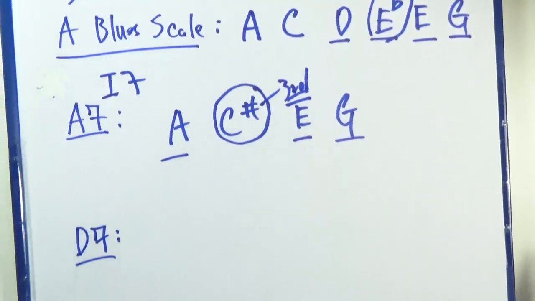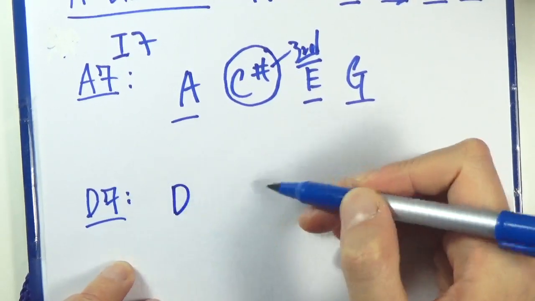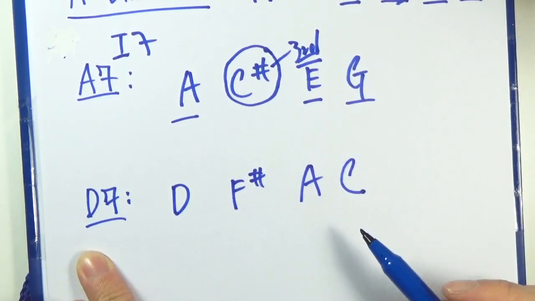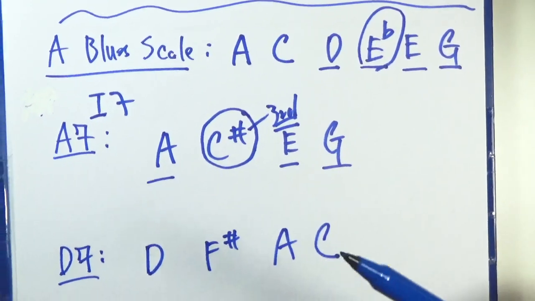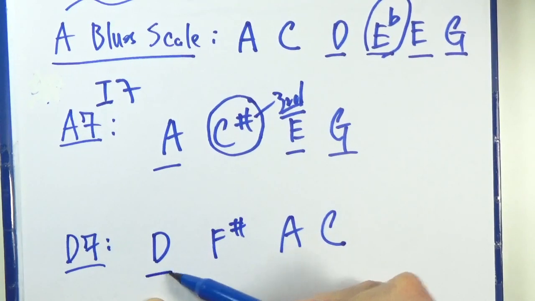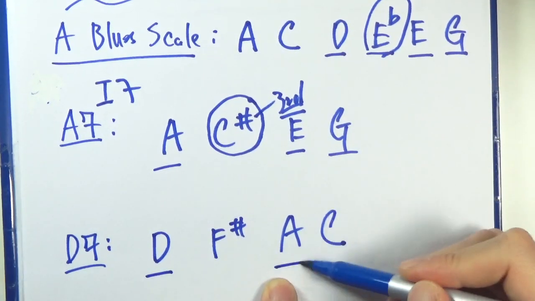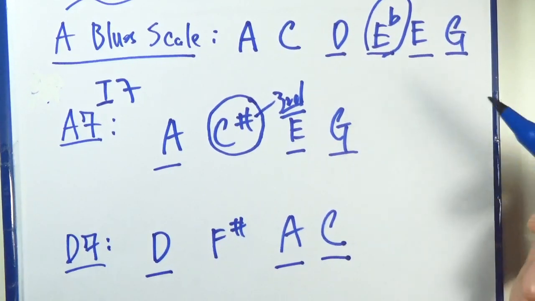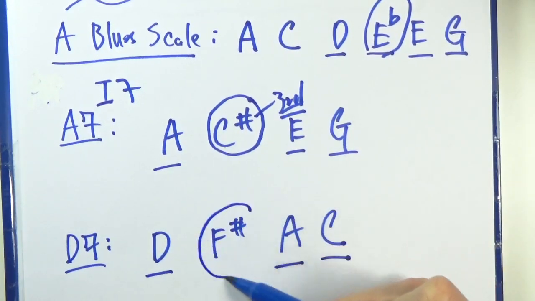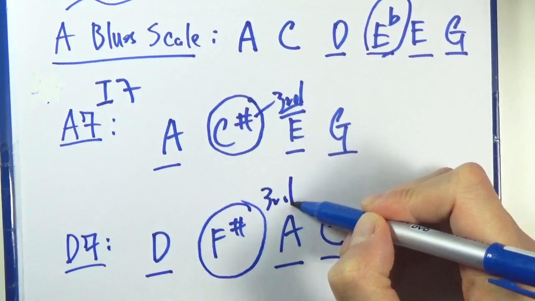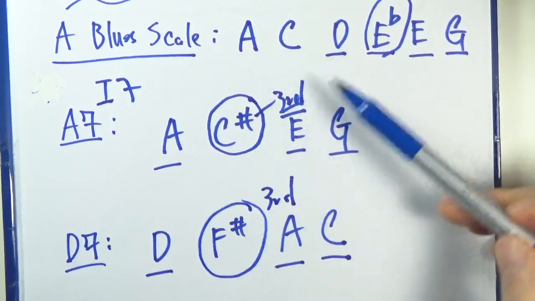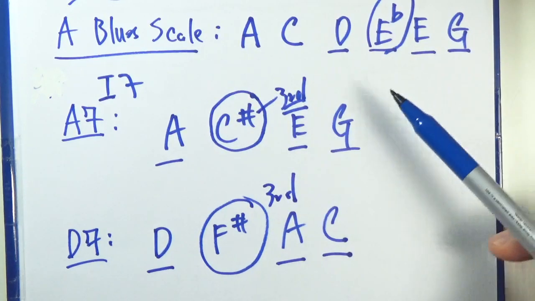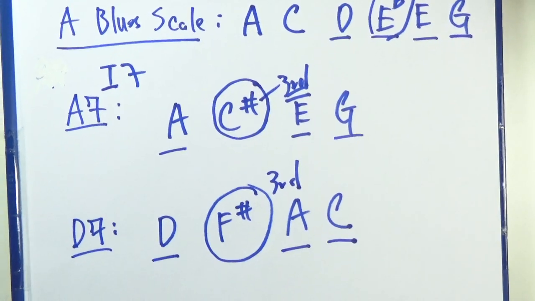All right, let's move on to D7: D, F sharp, A, C. Those are the chord tones of a D dominant 7 chord, right? If you look at the scale again, you have D. It's cool. You have A. The scale also has C. It's great. But if you check this out, the third of the chord is again missing. You don't have F sharp in this scale. Right? So that's another limitation there.